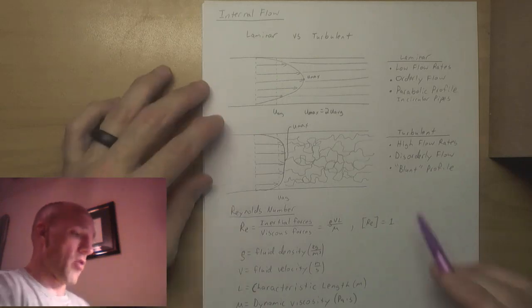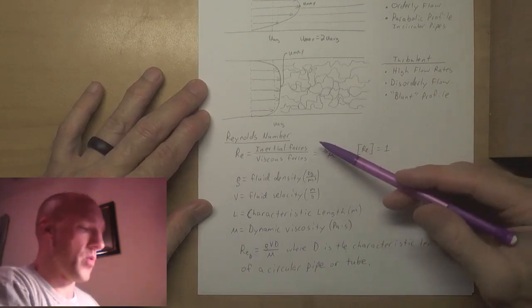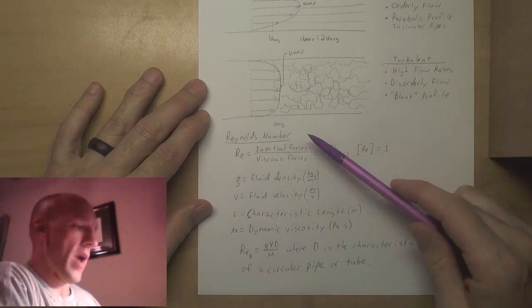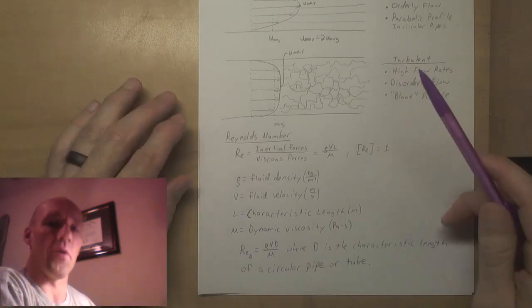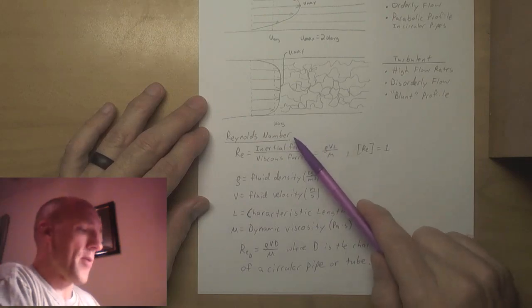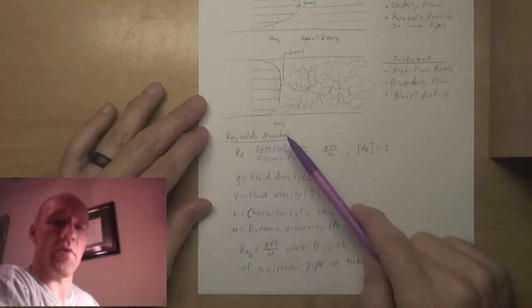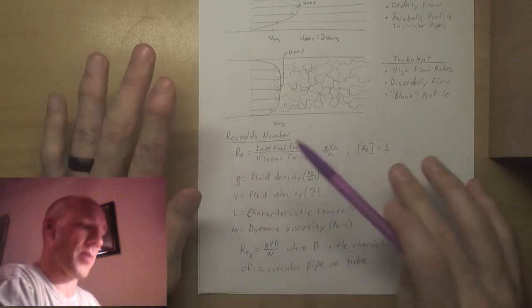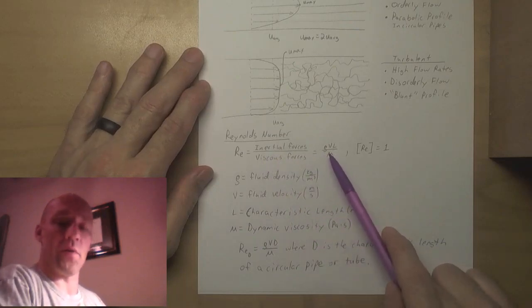We need a way of determining whether the flow we're going to be dealing with is going to be laminar or turbulent when we're doing analysis. So we need a parameter to do this, and this parameter happens to be what's called the Reynolds number. It's a very important non-dimensional value. It's simply a number, and it's a ratio of certain fluid properties.